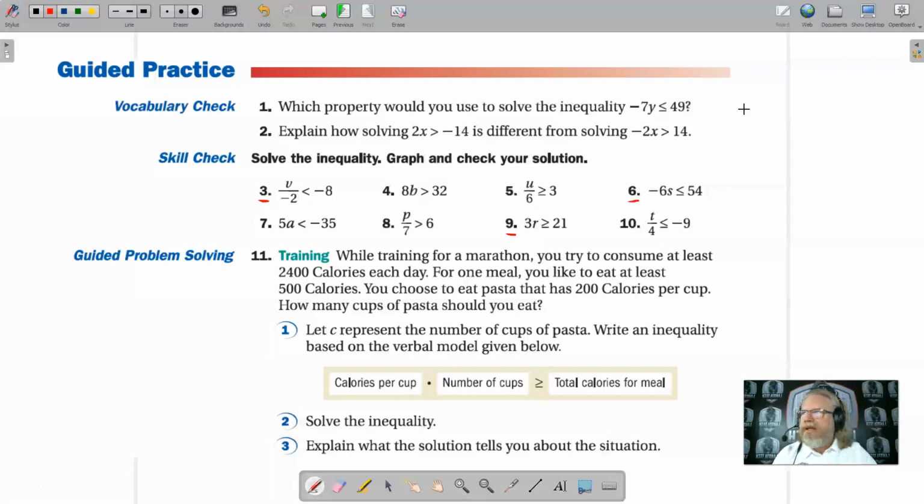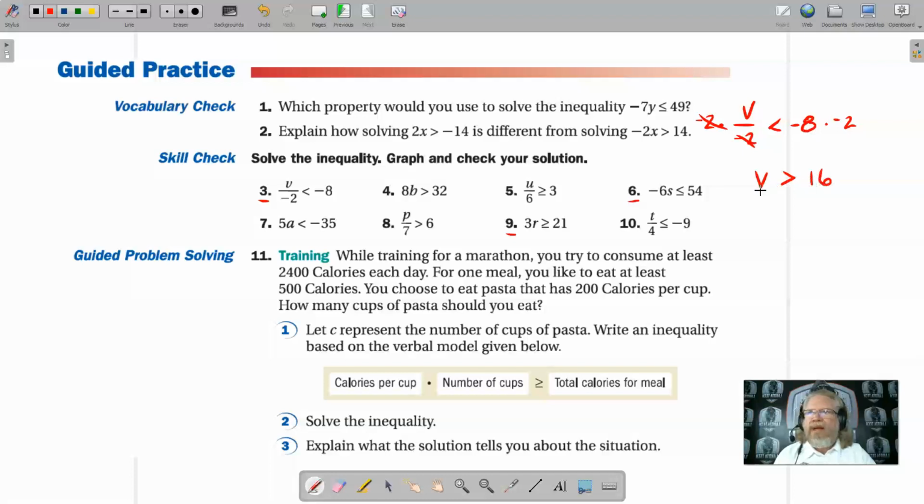So 3 is v over negative 2 is less than negative 8. So we're going to have to multiply times the negative 2 to get rid of that negative 2. And what we do to one side, we're going to have to do to the other. The negative 2's are going to cancel each other and leave us with v. We did multiply by negative, so we have to switch the sign. Negative times negative is positive, and 8 times 2 is 16.